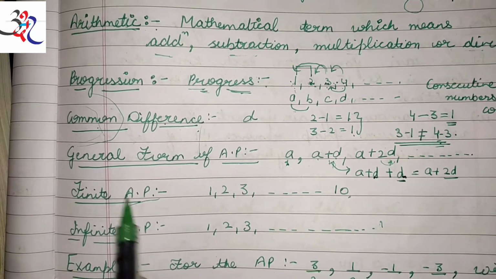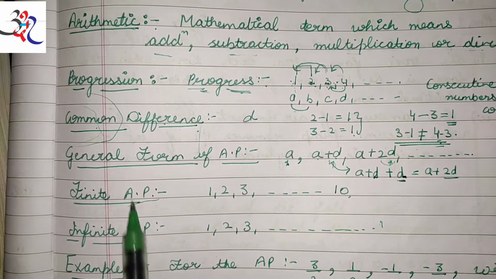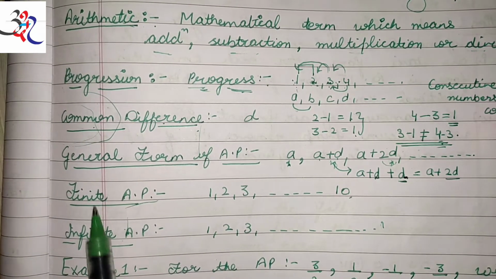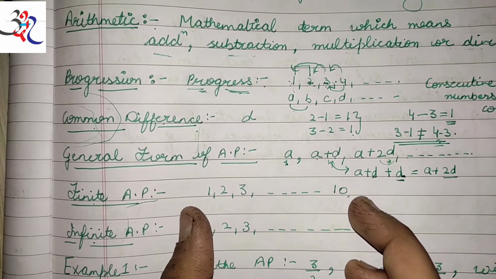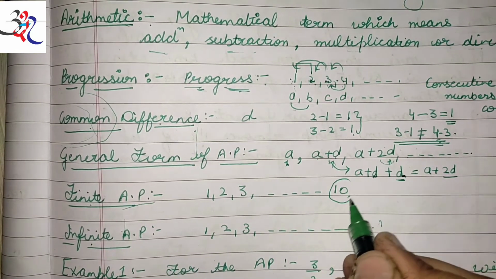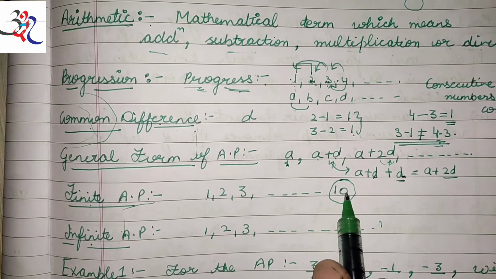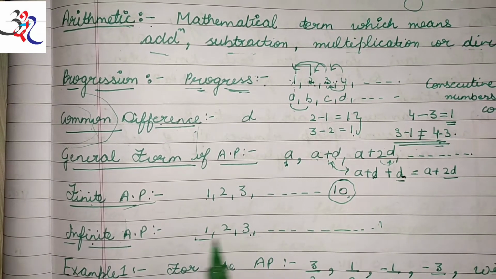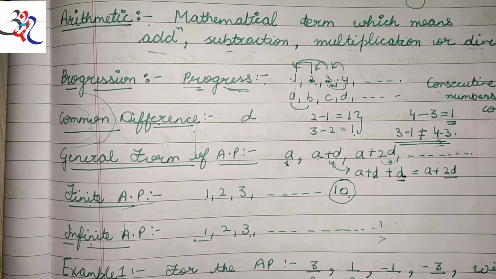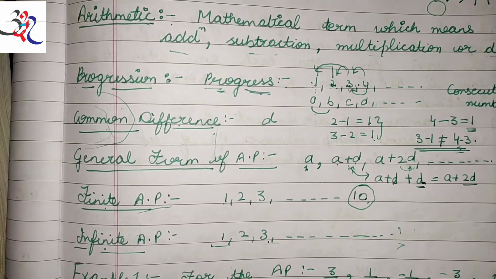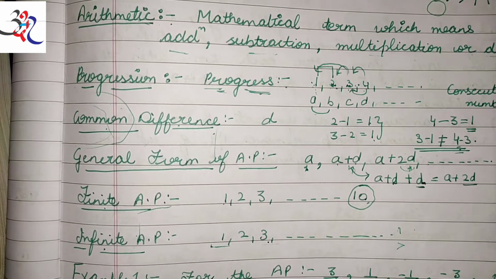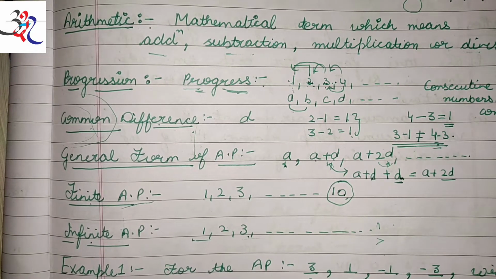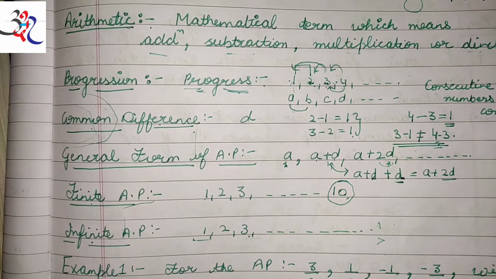Okay, so there are two types of AP. What are the types of AP? Finite and infinite AP. Finite AP means if I know the last term of the AP, then it will be called a finite AP. And infinite AP means I do not know the last term of my AP. Basically, you have to check and tell whether the given sequence is in AP or not.